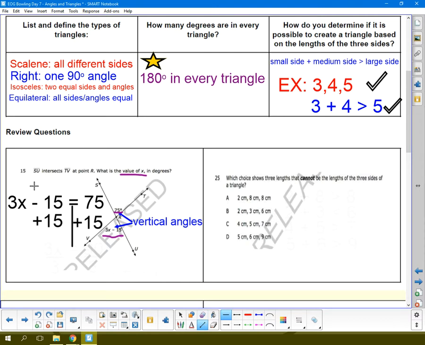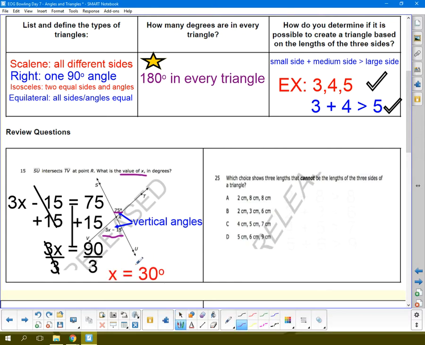When you add 15 to the left, that cancels out your constant, and you're left with just 3x. When you add 15 to 75, you get 90. Now you have something that says that 3 times x equals 90. You want to get x all by itself. Do the opposite of multiplication. Do some division. Divide both sides by 3. That's going to cancel out your coefficient, and you're going to have just 1x that equals 30 degrees. So the value of x is 30 degrees for that first math problem.